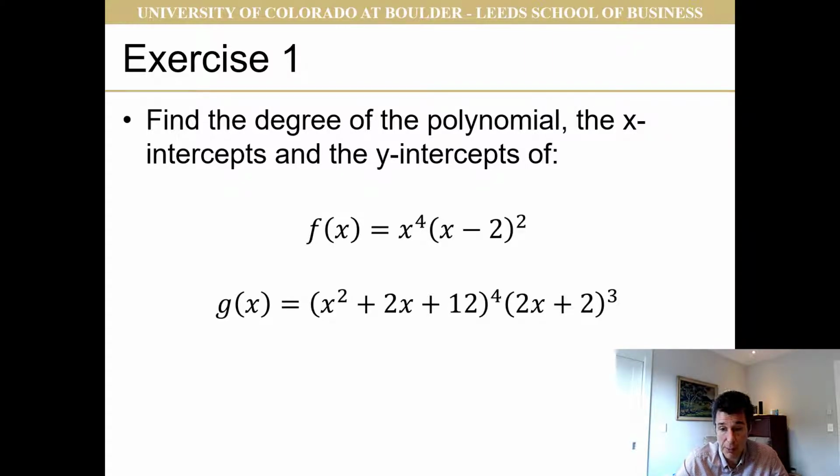Well, the y-intercepts are pretty easy. We plug in 0, and we get 12 to the fourth times 2 cubed, which is some big number. We could figure out what it is. The x-intercepts, well, one of them is easy. We can look at that second term, (2x plus 2) cubed, and we can say, well, when x equals -1, that's equal to 0.